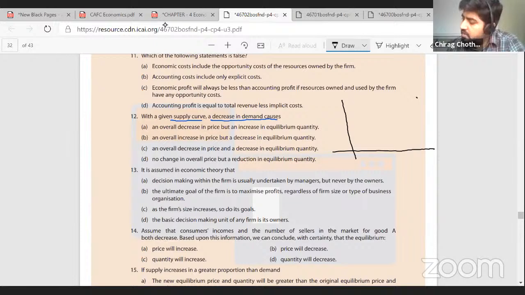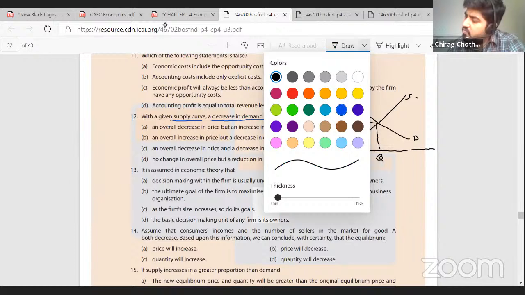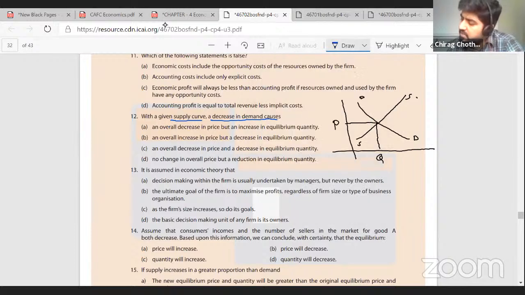Okay. Now, see, this is our demand curve. This is our supply curve, yes or no? This will be our equilibrium quantity and equilibrium price. Now, look at the question carefully, what they are saying. Given a supply curve, there is a decrease in demand. If there is decrease in demand, demand curve will shift towards left. So this is our D1.